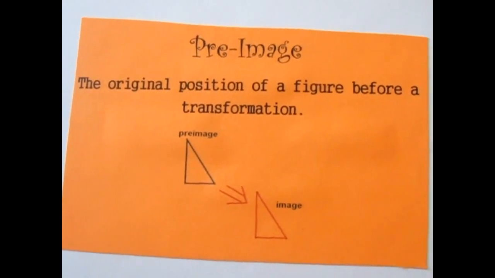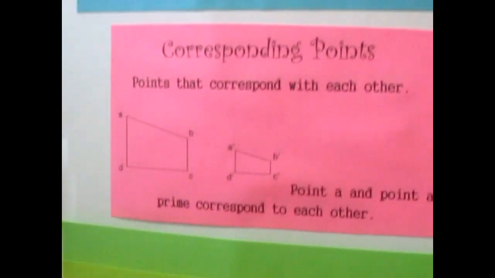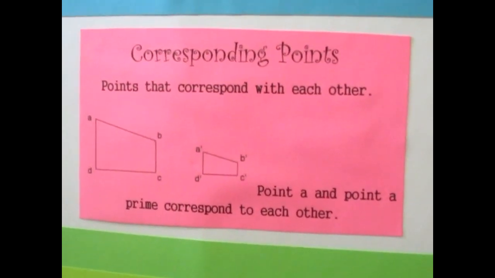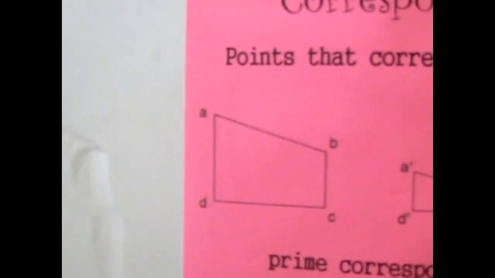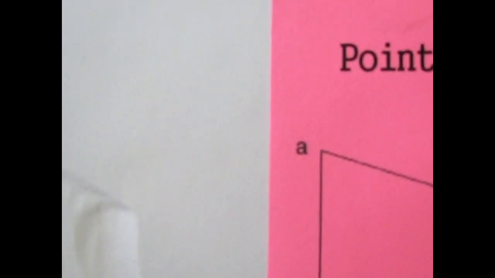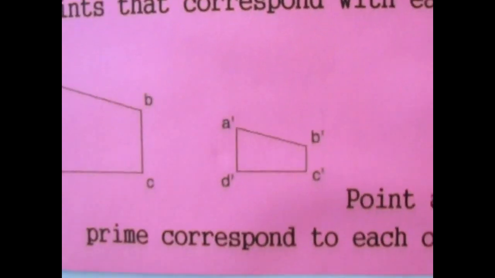Pre-image. The original position of a figure before a transformation. Pre-image and the image. Corresponding points. Points that correspond with each other. Point A and point A prime correspond to each other. Point A would correspond to point A over here.